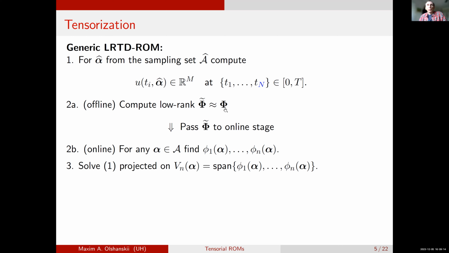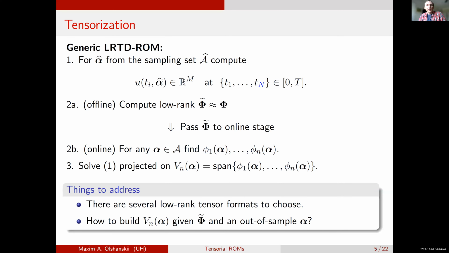In the offline step we will find a low rank approximation of a tensor, so model reduction. And in the online stage, we will pass some information from this low rank tensor approximation to the online stage, and based on this information, we find a parameter dependent optimal low dimensional ROM space for any incoming parameter.